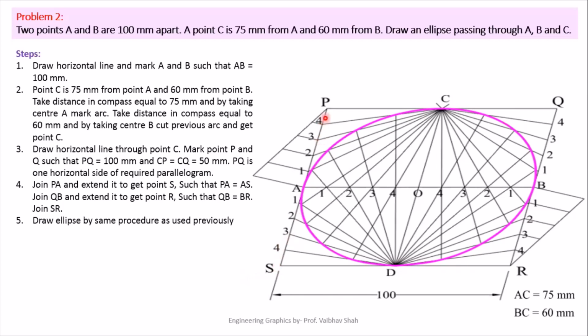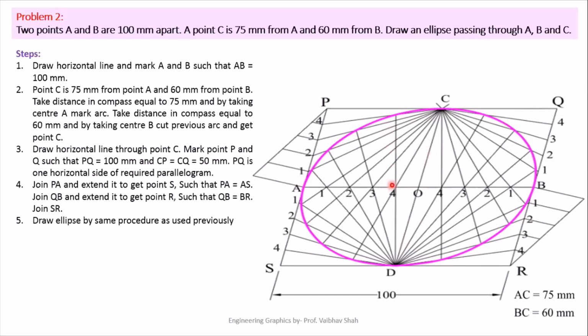After getting this point S, you have this PS dimension. So let us draw a line parallel to this line from your point B. So you will have point Q somewhere here and point R somewhere here. After that, you draw this horizontal line from this and this, so you can complete your parallelogram.